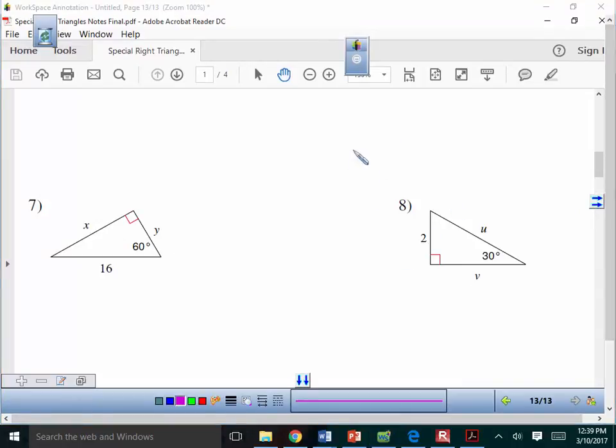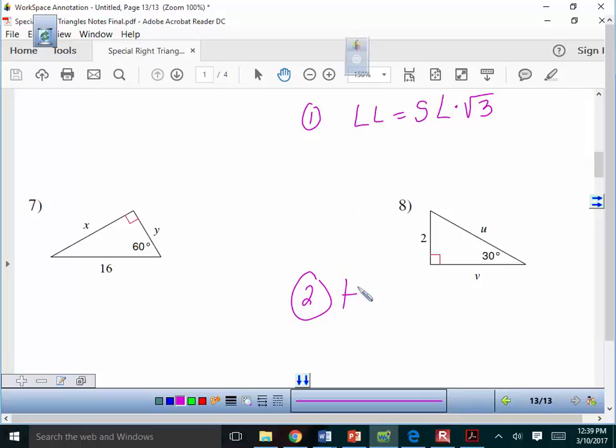So there are 2 equations we need to know for 30, 60, 90 triangles, and that is that the long leg is equal to the short leg times the square root of 3, and no, this won't be given to you. You need to know this. And the other equation is that the hypotenuse is equal to the short leg times 2. 2 equations. Long leg is short leg times the square root of 3, and the hypotenuse is short leg times 2. Thank you.